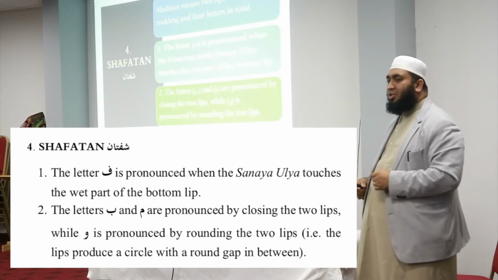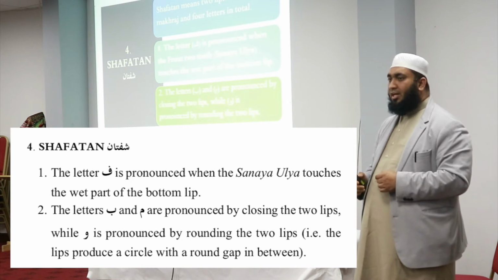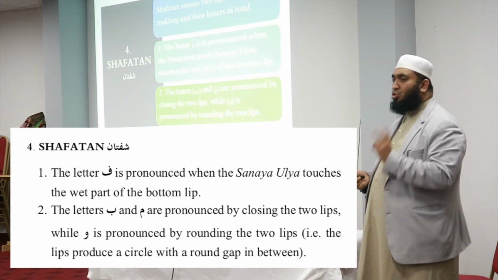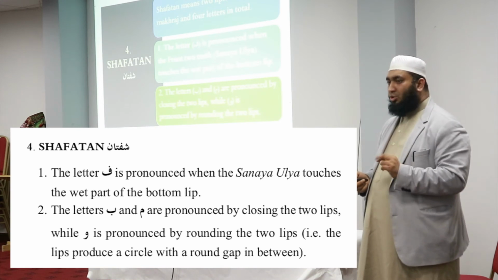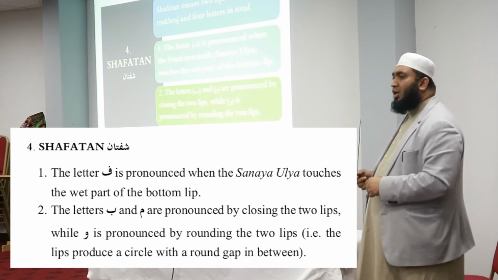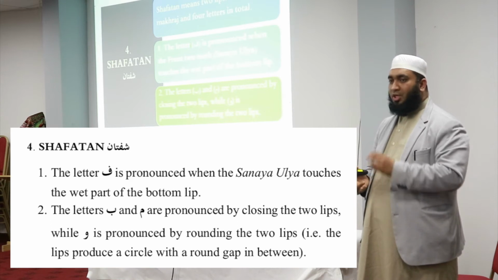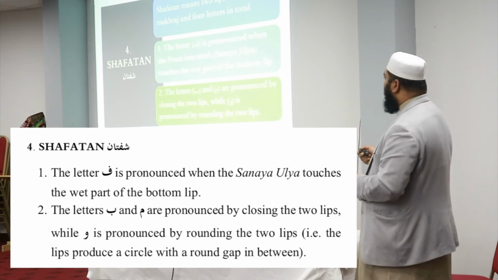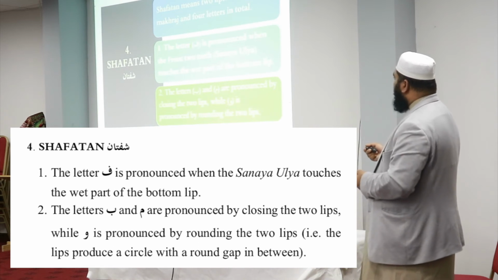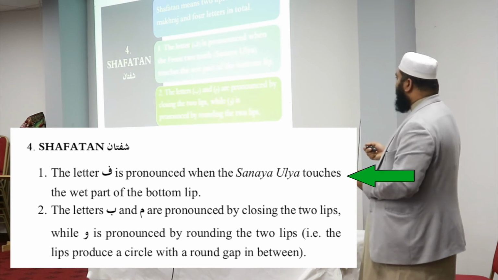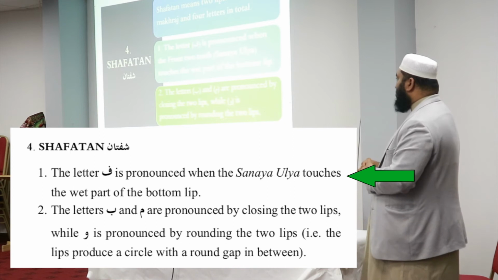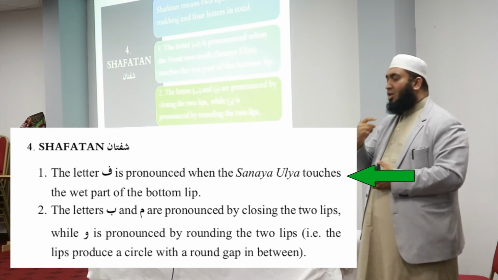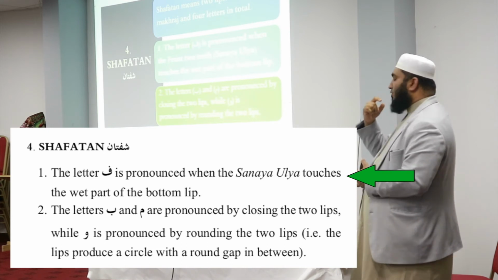Shafatan means two lips. In Shafatan we've got two makhraj and 4 letters. There are 4 letters pronounced from our lips, and there are 2 makhraj in them. So makhraj number 1: the letter Fa is pronounced when the upper front 2 teeth touch the wet part of the bottom lip.